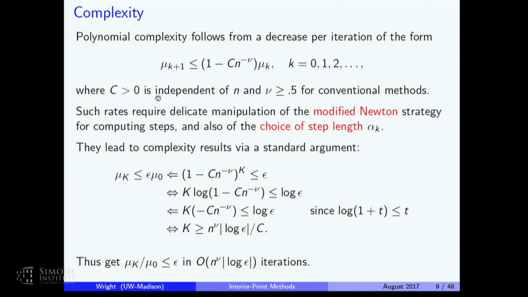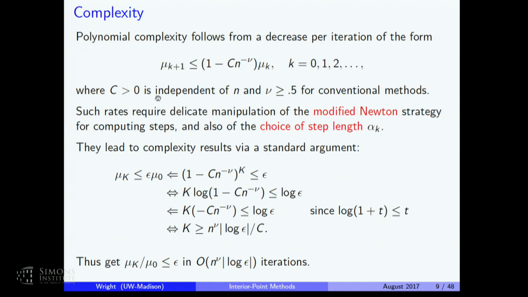Now, everyone knows how to convert that into a complexity. Here's the standard argument. I want to figure out how many iterations it will take before I can reduce mu k by a factor of epsilon over where I started, mu 0. Okay? Well, the number of iterations is going to be the value of k such that this factor raised to the power k is less than epsilon. Okay? So I can take the log of both sides there. I can then use the fact that log of 1 plus t is less than or equal to t for all t greater than -1. Okay, we've got this very nice universal bound for the log. So I'll use that bound here to lower bound this log term.